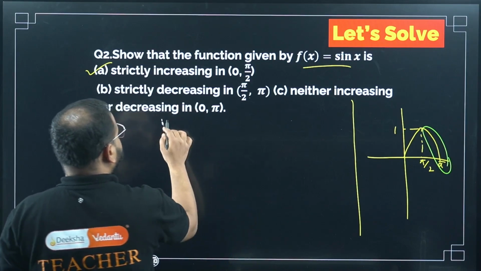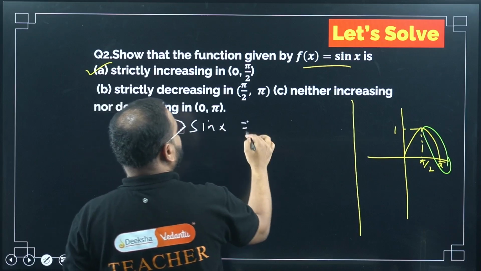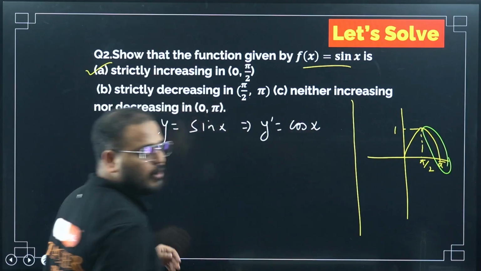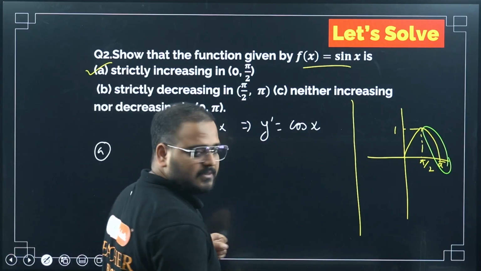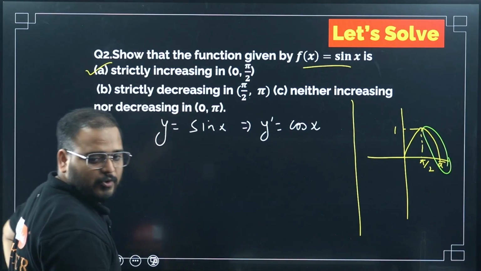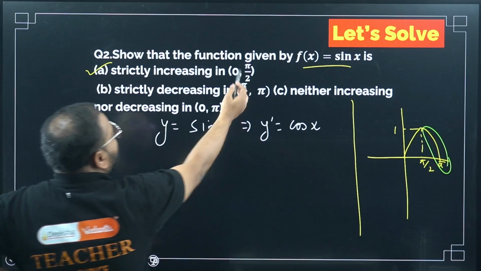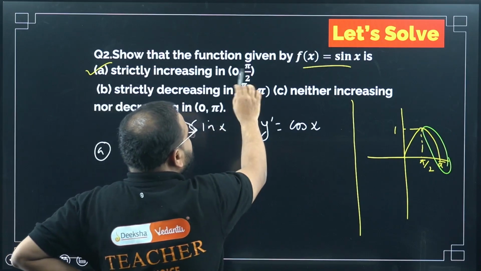What's the function given? y equal to sin x. What's the derivative going to be? y dash equals cos x, है ना? Cos x. Am I right? Okay. If y dash is cos x, put x equal to any value in between. Check here: cos x between 0 to pi by 2.